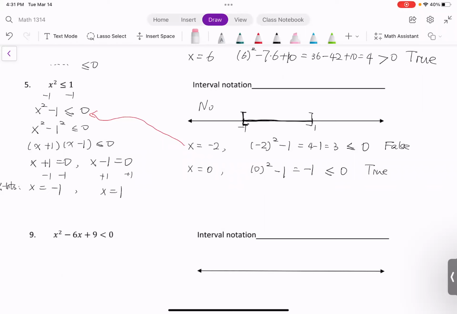And how about picking a point in the last interval? So pick some point here. I'm picking x equals 2.